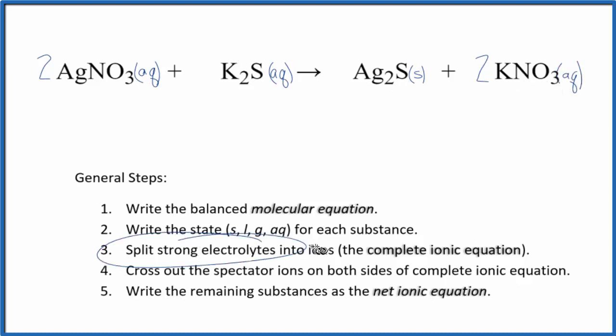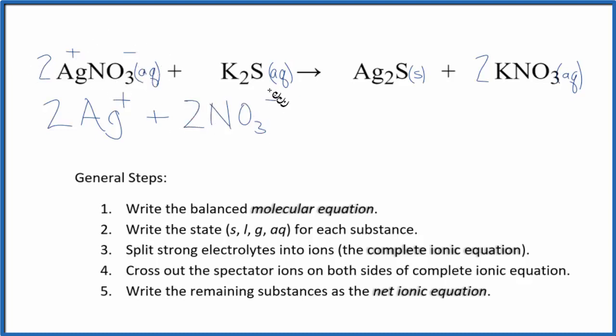Now we can split the strong electrolytes into their ions for the complete ionic equation. So silver is always 1 plus, and the nitrate ion is always 1 minus. Good things to remember. 2 silver ions. And I won't write the states right now. Let's do that at the end. Plus 2 nitrate ions. Then potassium, group 1, is positive.